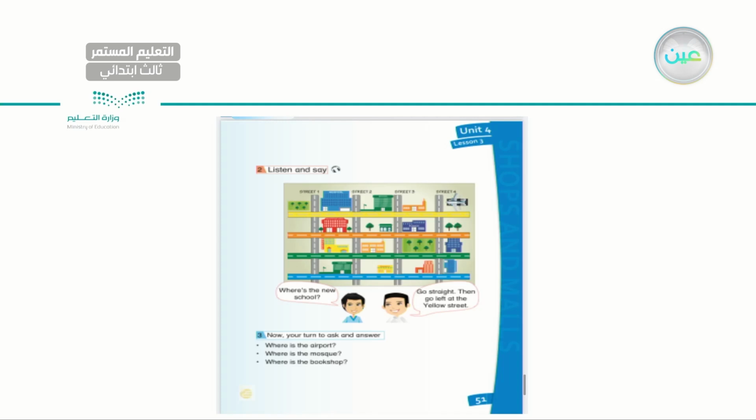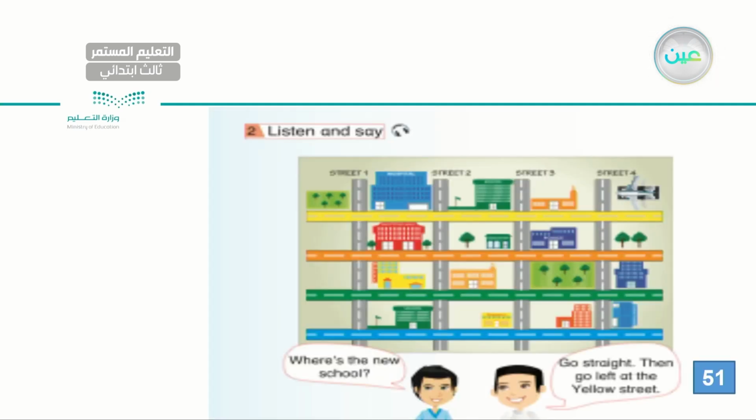Now, I need you to open your books at page 51. As you can see here, again, I have a map. What we are going to do, we will give directions. I'll be zooming in on the upper part and then the lower part. Listen and say. Now, we need to analyze the map first. I can see Street 1, Street 2, Street 3, and Street 4. And I can see a blue street, a green one, an orange street, and a yellow street. So many buildings here, right?